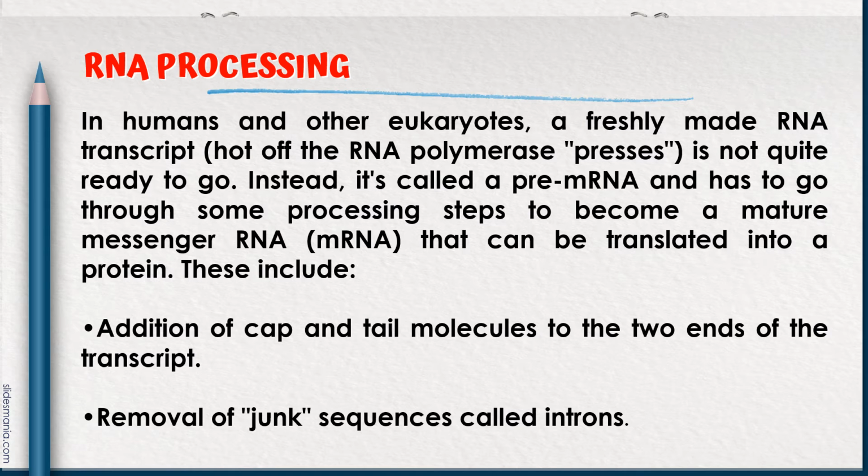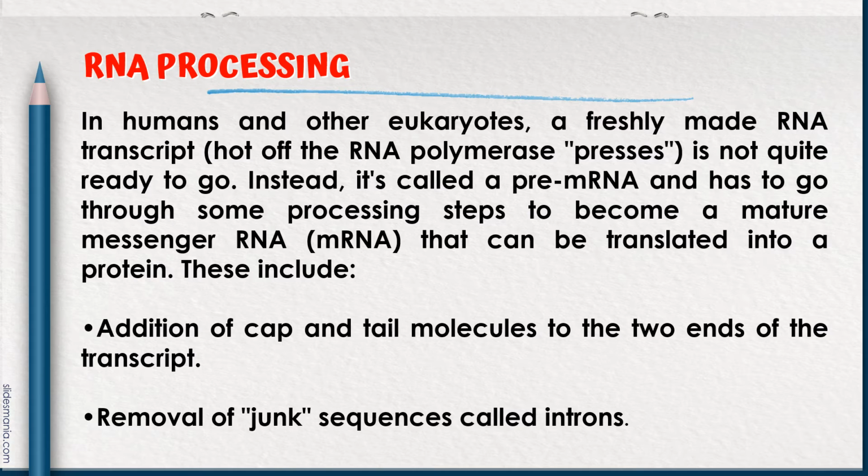Now let's talk about RNA processing. In humans and other eukaryotes, a freshly made RNA transcript is not quite ready to go. Instead, it's called a pre-mRNA and has to go through some processing steps to become a mature messenger RNA that can be translated into a protein. This includes addition of cap and tail molecules to the two ends of the transcript. These play a protective role, like a book's front and back covers.